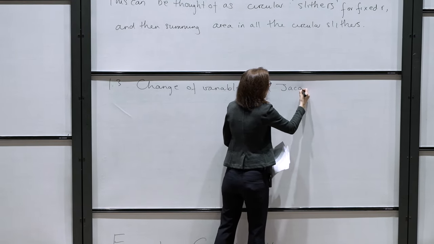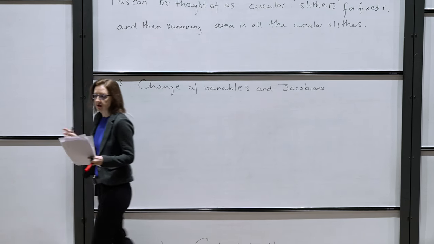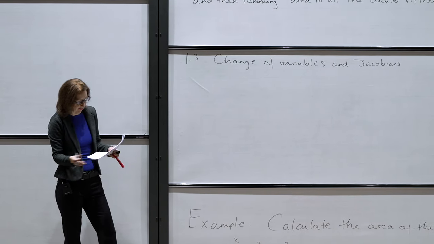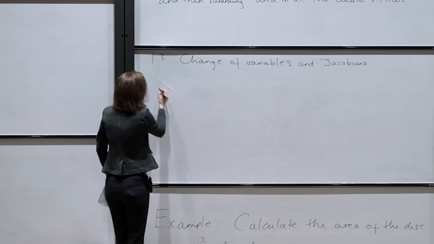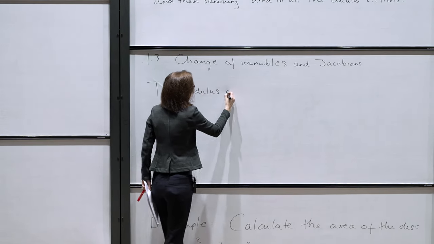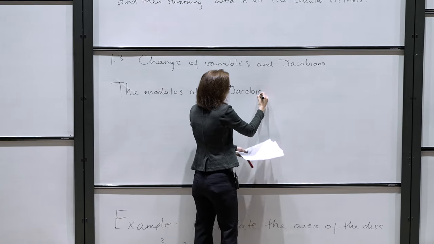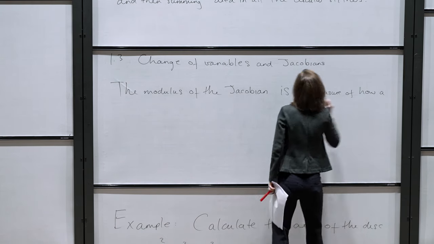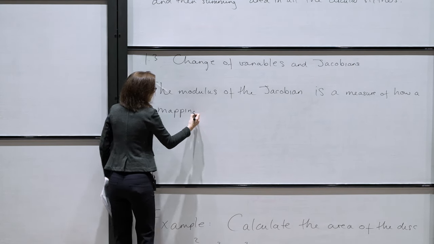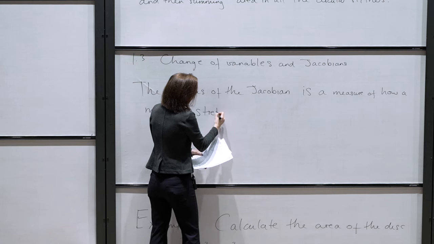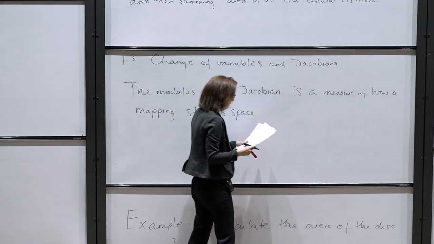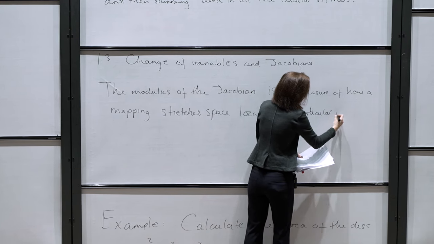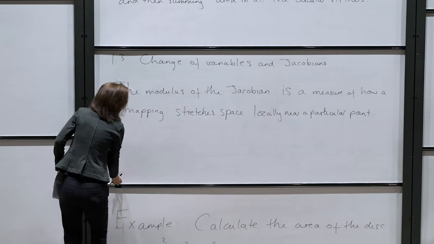And this is a way of allowing us to work out how this area element delta A changes under any transformation. Okay, so we saw what the Jacobian was in the introductory calculus. I'll remind you what it is shortly. But the modulus of the Jacobian is a measure of how a mapping or a transformation stretches space locally near a particular point. And the stretching can vary from point to point.